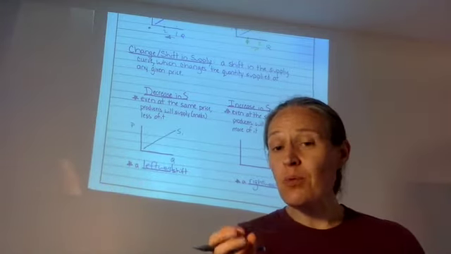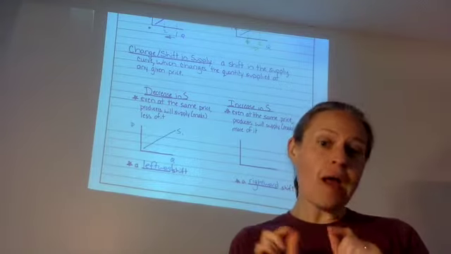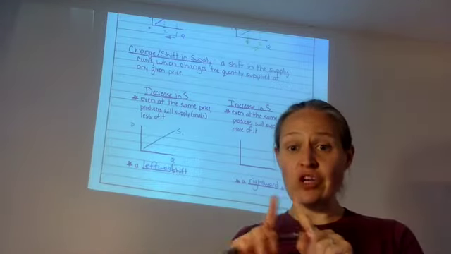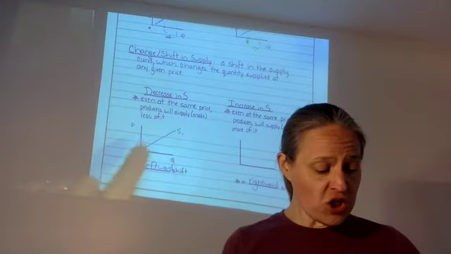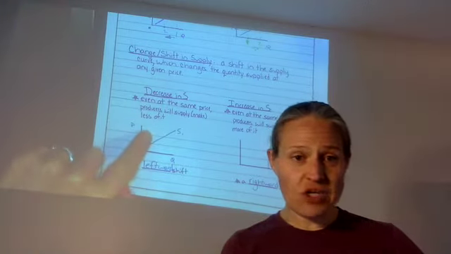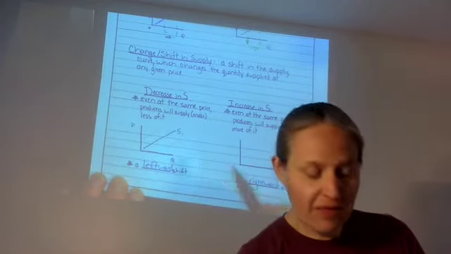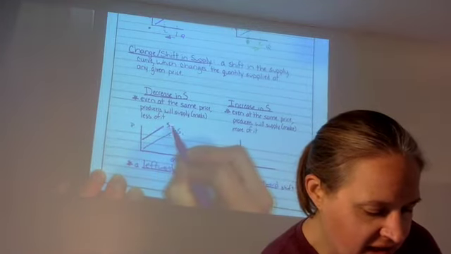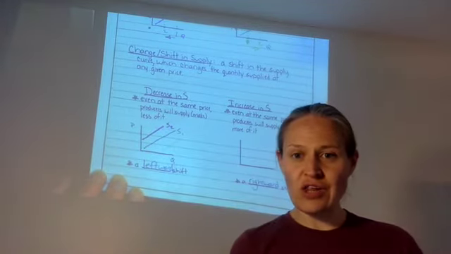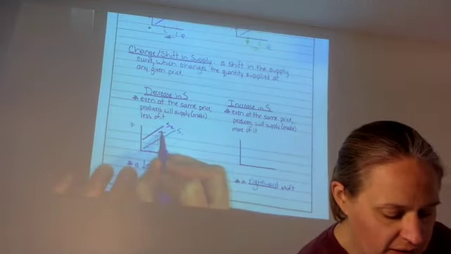Now, so many people with the supply curve think up or down because of the way the curve goes. Do not think up or down. It will mess you up. It is left or right. So which line is to the left of the original line? Is it this one or this one? It is this one. That is to the left of the original supply curve. It moved left.